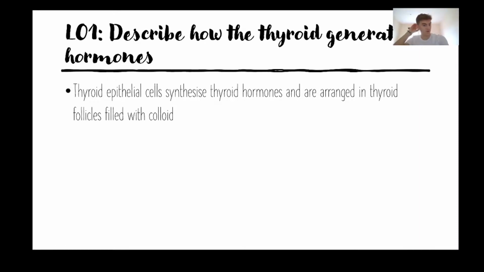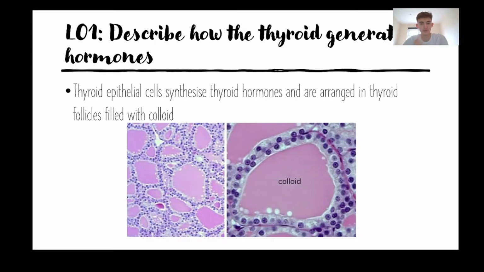So we've got the thyroid with its epithelial cells, which synthesize the thyroid hormones and are arranged into thyroid follicles filled with colloid, which is the precursor for the thyroid hormones. We make thyroid hormone from the amino acid tyrosine, which we talked about, combined with iodine that we get from our diet. Here's a quick image of what it looks like. On the outside you can see the follicle cells, and inside you've got your follicle cavity.